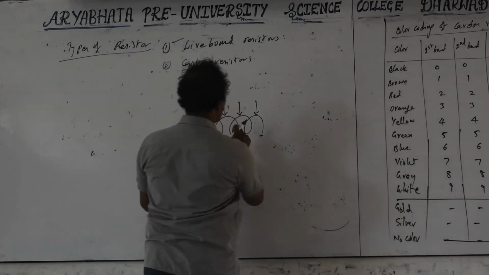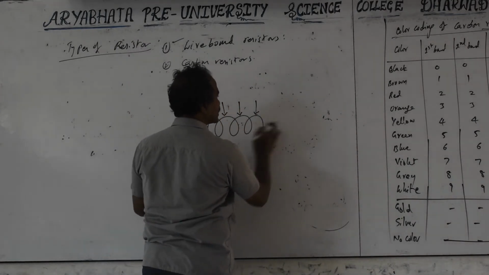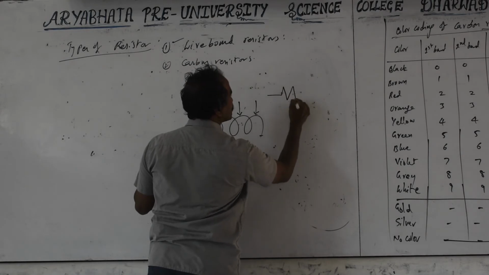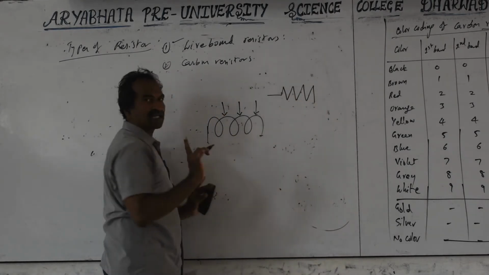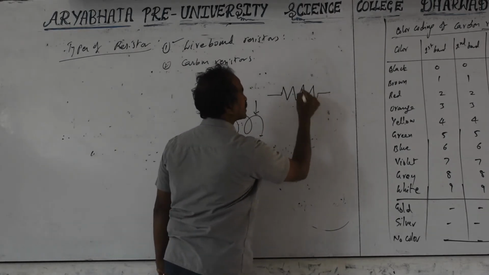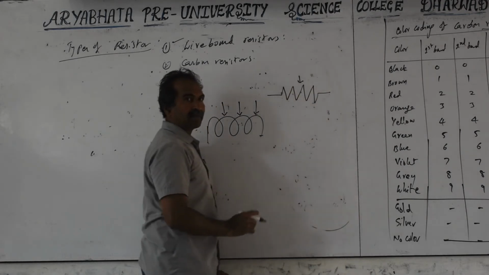So it is showing a diagram, but you should not draw like this. Resistance means you draw it with sharp edges. This is called the coil. For the resistance diagram, don't draw like this. Variable resistance you always draw like this. The diagram is like this.